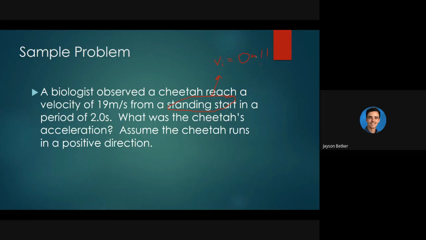Okay, 0 meters per second. So a standing start, 0 meters per second. It ends up getting to a speed of 19 meters per second in a period of 2 seconds. So what was the cheetah's acceleration? And assume that the cheetah runs.